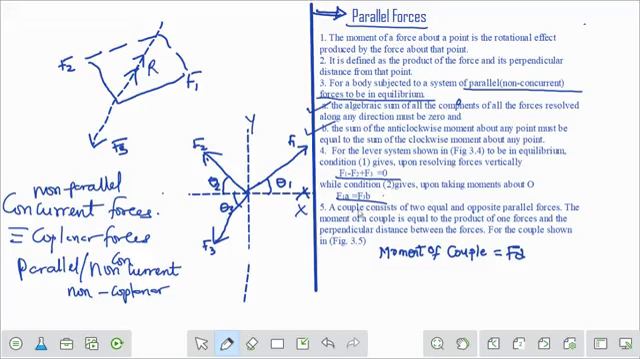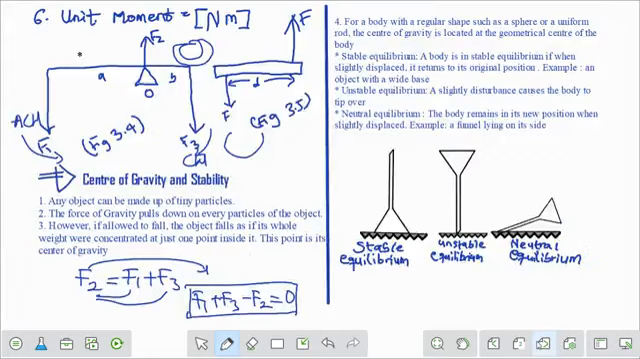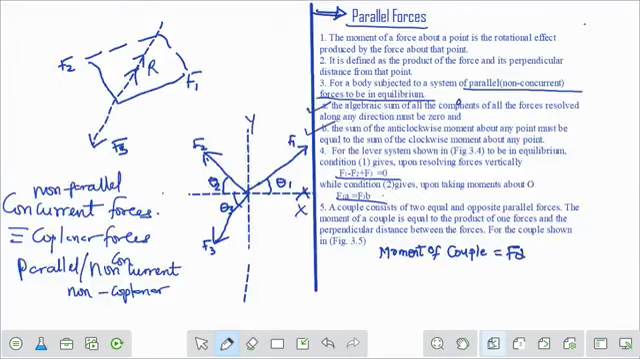Now, what is a couple? A couple consists of two equal and opposite parallel forces. They normally ask questions on this couple too. So the moment of a couple is equal to the product of one of the forces and the perpendicular distance between the forces. Now for the couple shown in diagram 3.5, the moment of a couple is force times distance, that is FD.